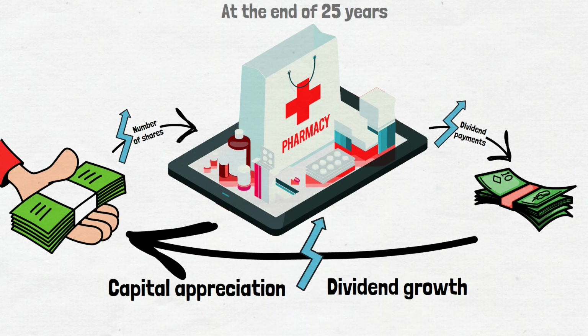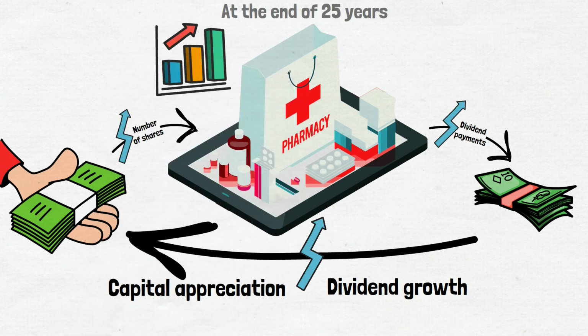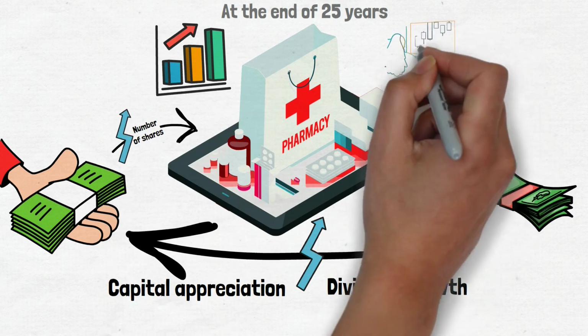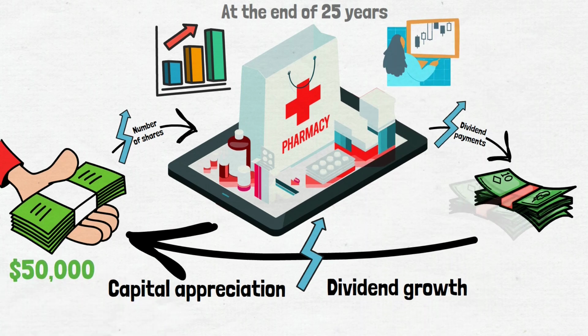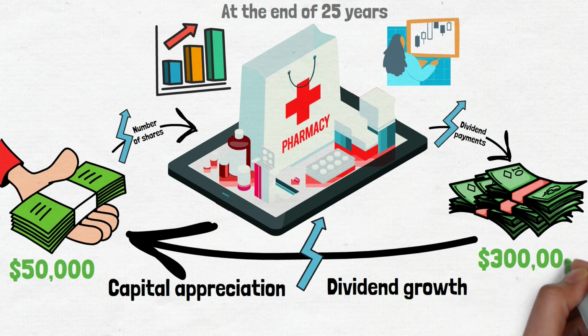At the end of 25 years, Goldie's portfolio has not only witnessed the appreciation of AbbVie's stock price, but has also accumulated a substantial number of shares through dividend reinvestment. Her original $50,000 investment could grow to an estimated market value of approximately $350,000.